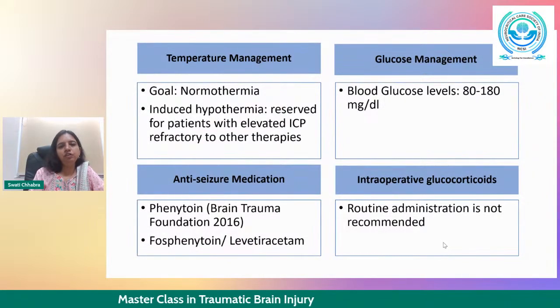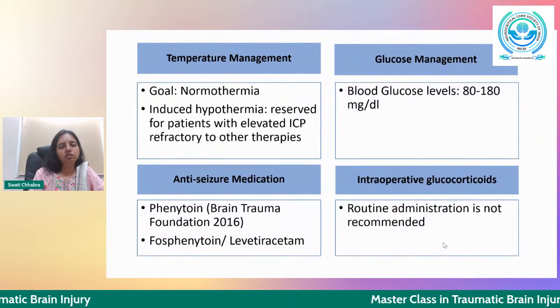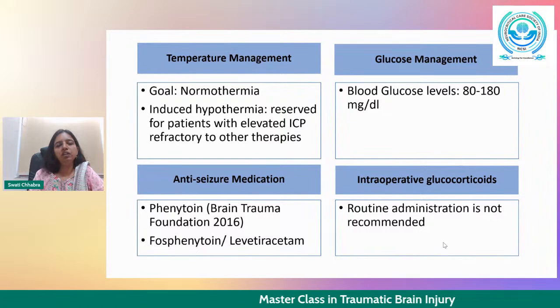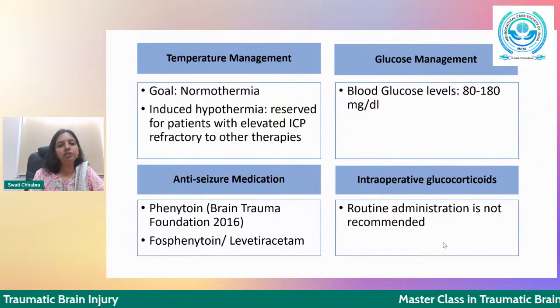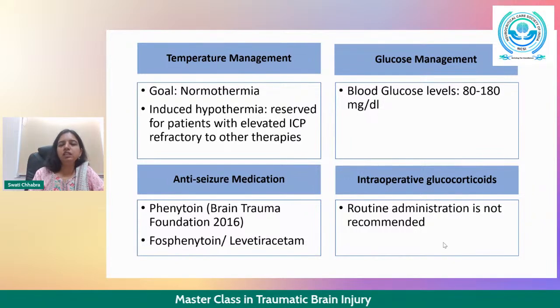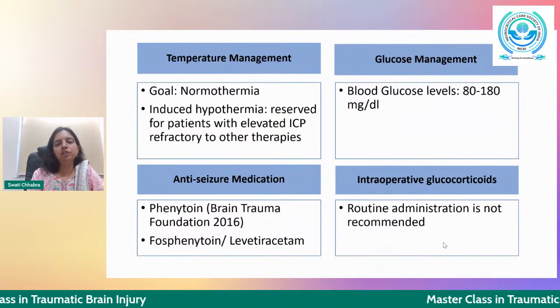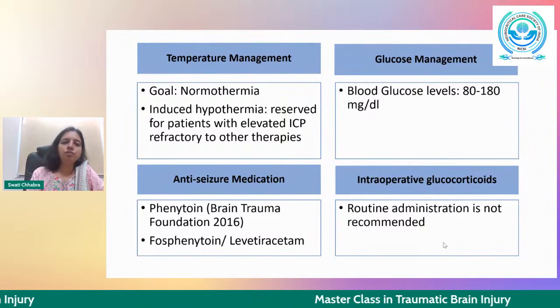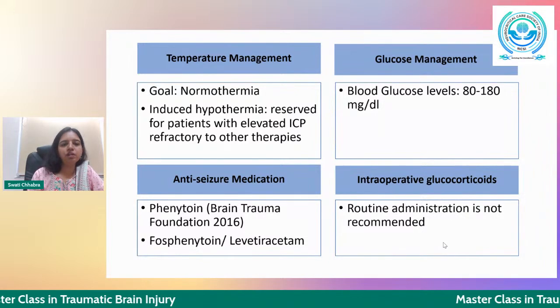Coming to the further aspects of management intraoperatively, we should achieve the target of normothermia. Induced hypothermia, which is mild hypothermia, should be reserved for patients with elevated ICP which is refractory to other therapies. And so should the barbiturate coma be reserved for these patients, and barbiturates or extra doses of propofol should not be used as routine brain protective strategies. Glucose levels recommended are 80 to 180 milligrams per deciliter, and tighter control is not recommended.